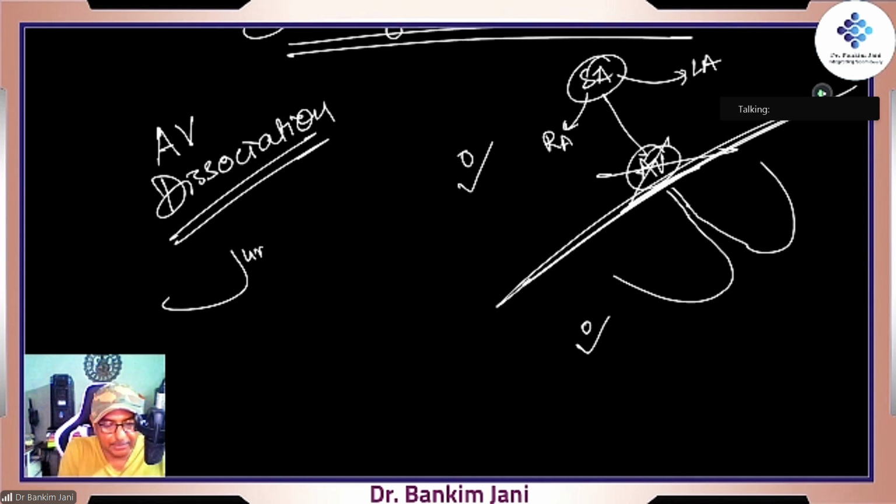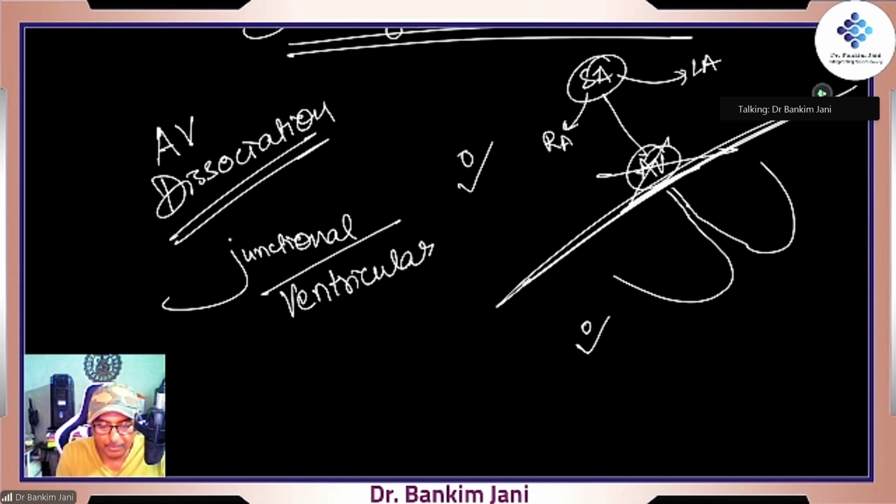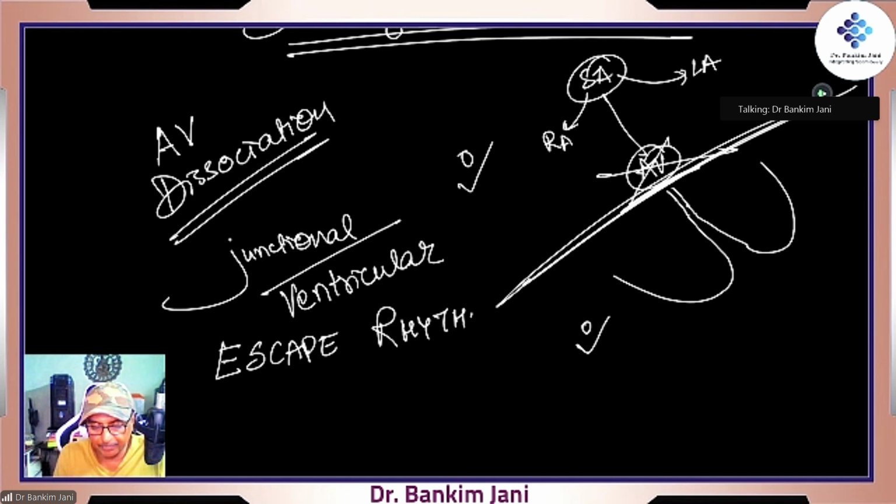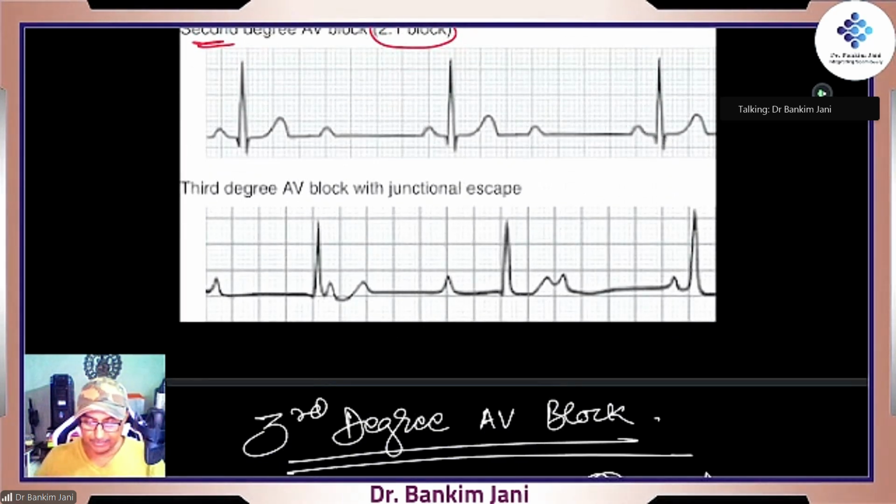So there is one typical thing. It is called junctional, or if this is ventricle, it is called junctional or ventricular. Remember the word escape rhythm. Escape rhythm. Ventricles have escaped from the AV, right? And they are beating in their own rhythm. So that's why this phenomenon is called junctional or ventricular escape rhythm. Okay, how will it really look like? This is it, now you see.